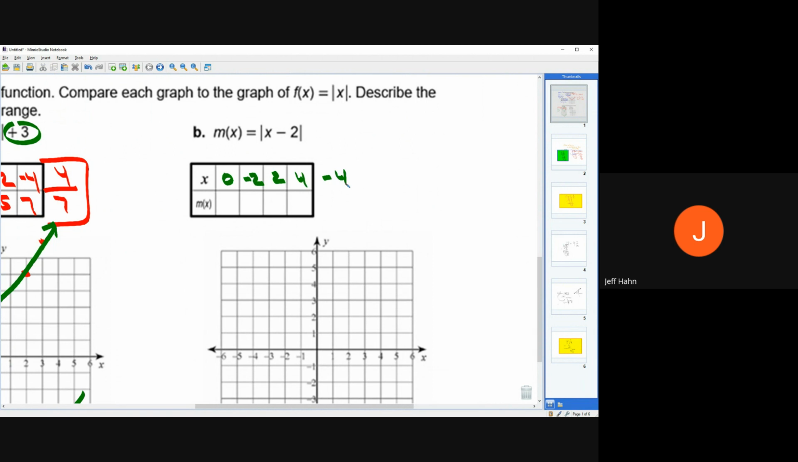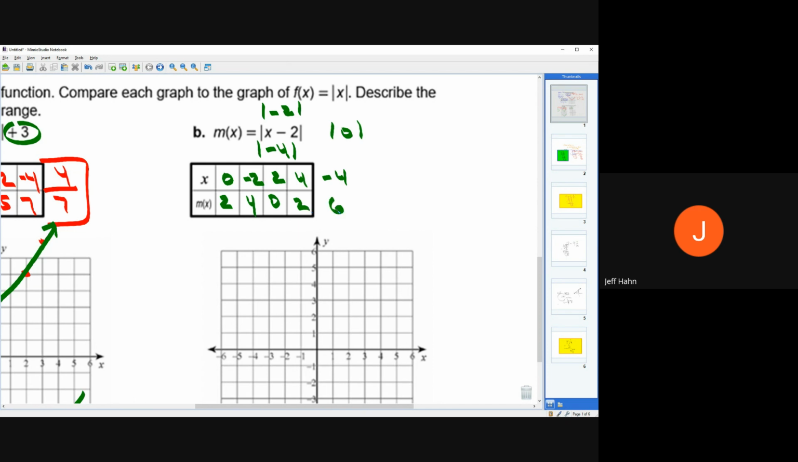All right, so let's put some numbers in there. Again, going back to the ever popular, let's put 0 in there, negative 2, positive 2, 4, and negative 4. If I put 0 in there, 0 minus 2 is negative 2, and then the absolute value of negative 2 is 2. If I put negative 2 in there, negative 2 minus 2 is negative 4, and the absolute value of negative 4 is 4. If I put positive 2 in there, 2 minus 2 is 0, the absolute value of 0 is 0. If I put 4 in there, 4 minus 2 is 2, absolute value of 2 is 2.